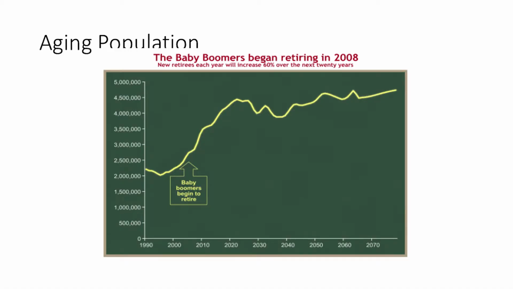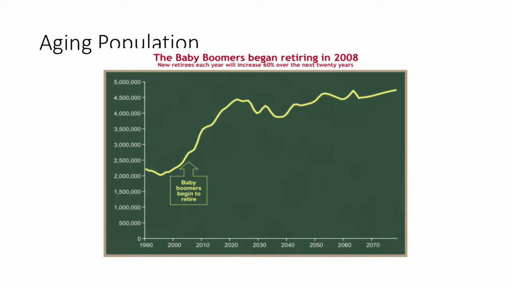So as we talked about a little bit earlier, we do have an aging population. We expect to continue to see this increase. The baby boomers started retiring in 2008. They're going to continue to retire. New retirees each year will increase 60% over the next 20 years. So we can expect to see more and more people in retirement age.